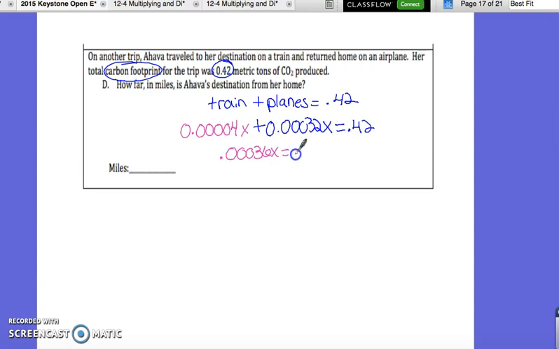When I combine my like terms, I get 0.00036x equals 0.42. Divide by 0.00036, and you end up with x equals 1,166.67. So we could say 1,166.6 repeating miles.